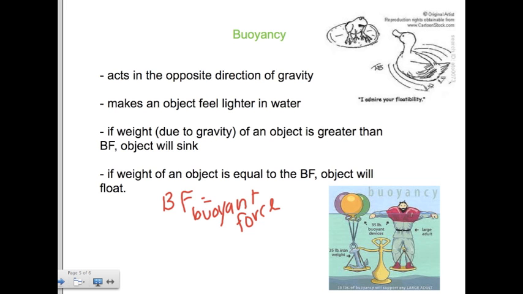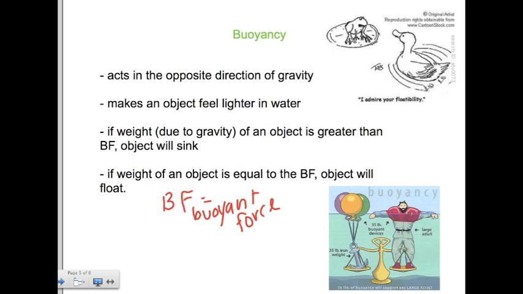Buoyancy, or buoyant force, acts in the opposite direction of gravity. This is what makes you feel lighter when you are in water. If weight, which is due to gravity of an object, is greater than the buoyant force, the object will sink. But if the weight of an object is equal or less than the buoyant force, the object will float.